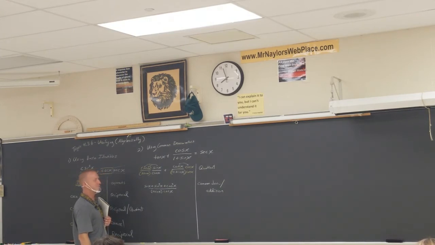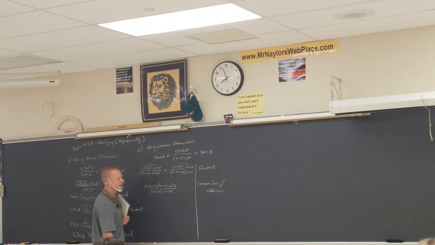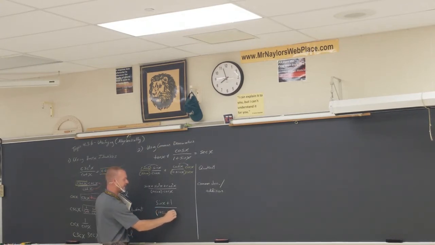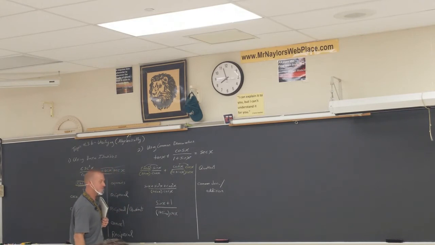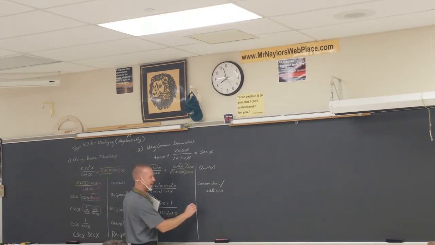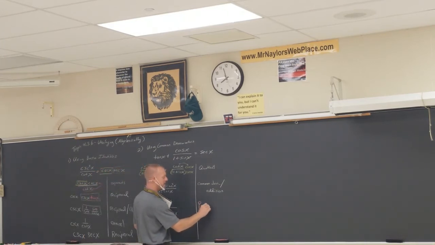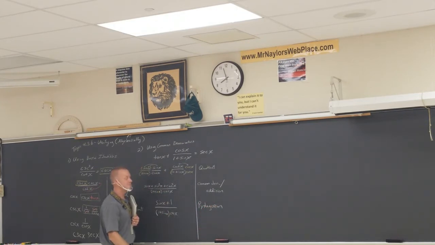How you guys feeling here? You feel like you're able to finish this problem? Sine squared plus cosine squared equals 1. I thought there'd be a little more excitement about that, but sine squared plus cosine squared equals 1. Now, I do want to pause at that because if you're going to use a Pythagorean identity, say so. Make sure you say Pythagorean identity, or Pythagorean is fine, but you have to be specific.